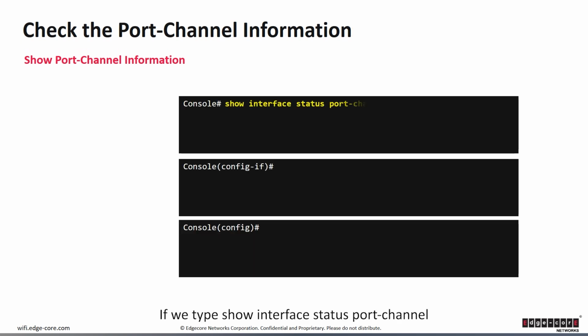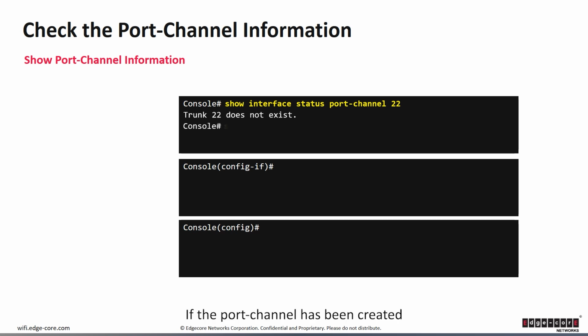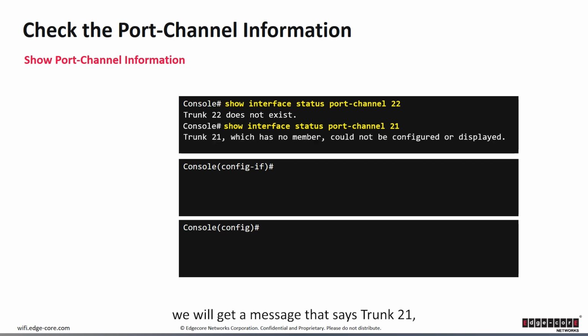If we type Show Interface Status port channel with a group ID that does not exist, we will get a warning message that says the trunk group does not exist. If the port channel has been created but has no member, we will get a message that says trunk 21, which has no member, could not be configured or displayed.